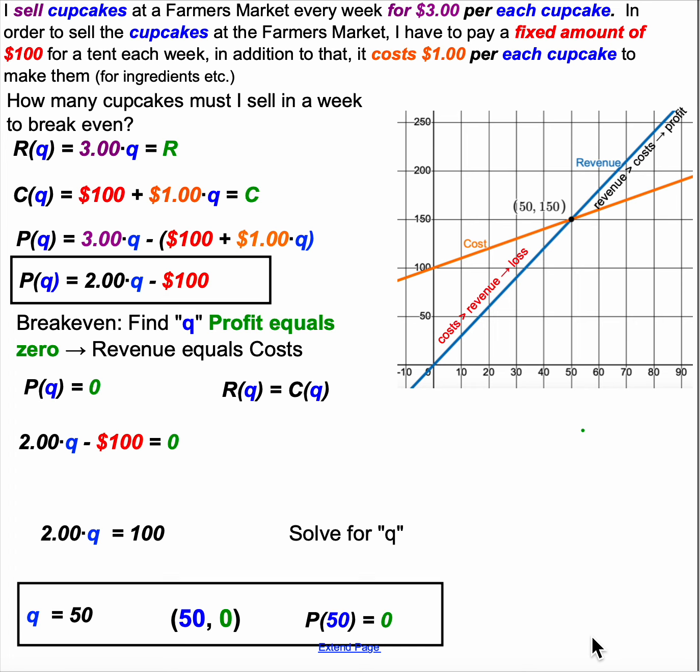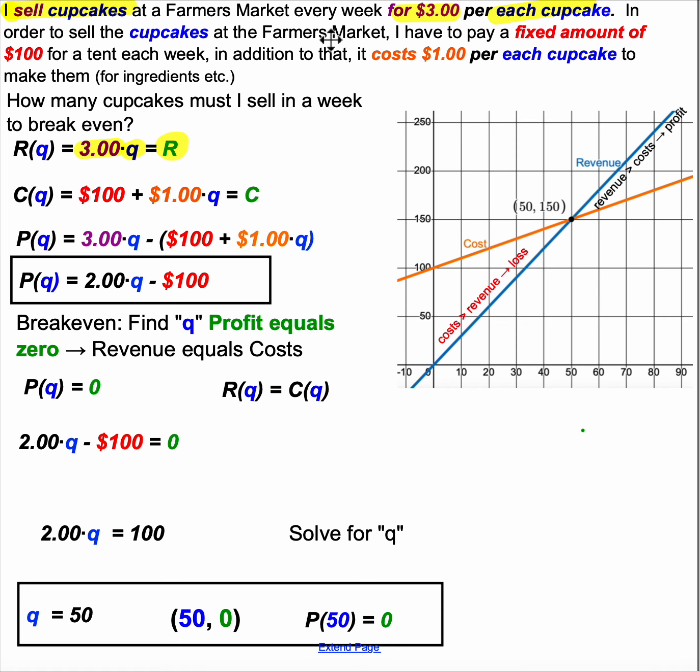In this video, I'm going to review our business functions, and particularly we're going to focus on break-even points. This is an extension of the example we've been working on. I sell cupcakes at a farmer's market for $3 per cupcake. So again, my revenue function from before is $3 per cupcake times the number of cupcakes, P times Q, is equal to revenue R.